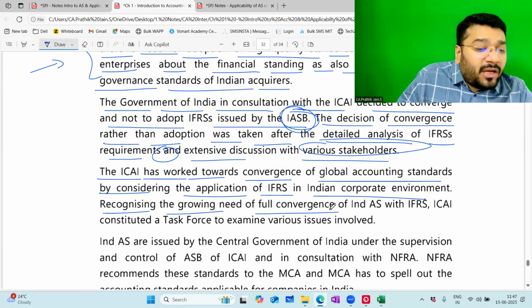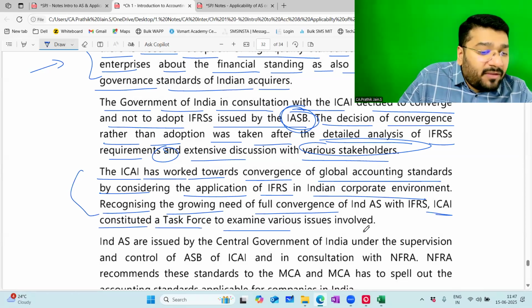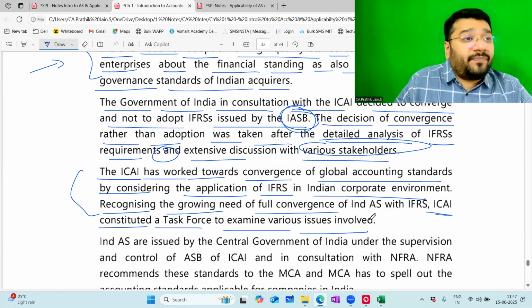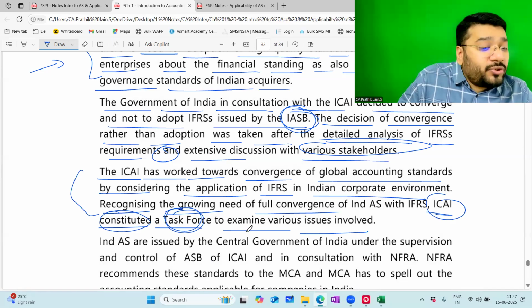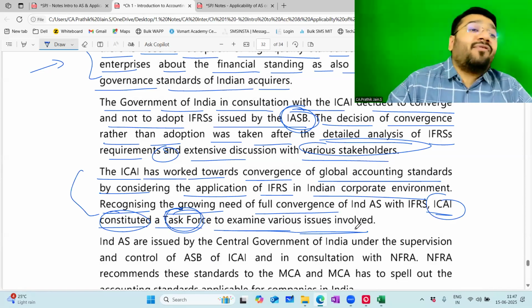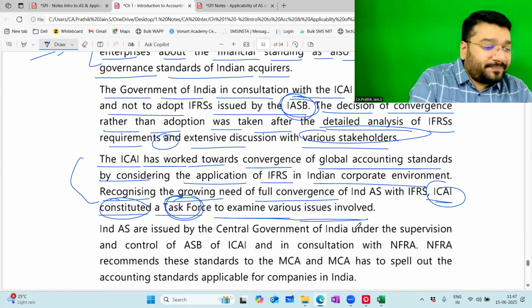Recognizing the growing need of full convergence, same thing they are repeating, ICAI constituted a task force to examine the various issues involved. So here it is not a study group. Here they have something called a task force. ICAI constituted a task force to examine the various issues involved. Therefore, for accounting standards it is study groups, and here it is a task force.